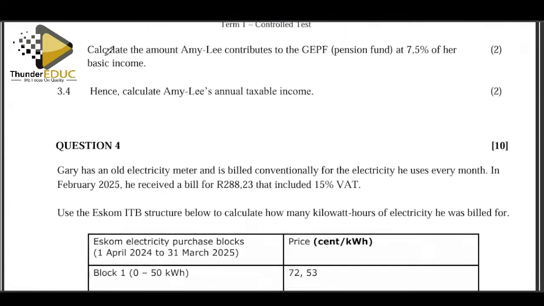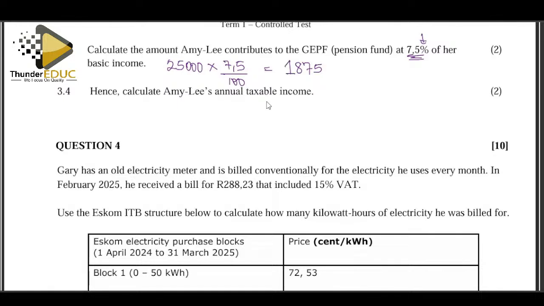We come here, now they're asking us, calculate the amount Amelie contributes to GEPF, which is the Government Employees Pension Fund, at 7.5% of her basic income. Remember, her basic income was 25,000. So we are looking for 0.075. Someone might ask us, where have we got this number? It's the 7.5 over 100. The percentage means put it over 100. So the answer here became 1,875.